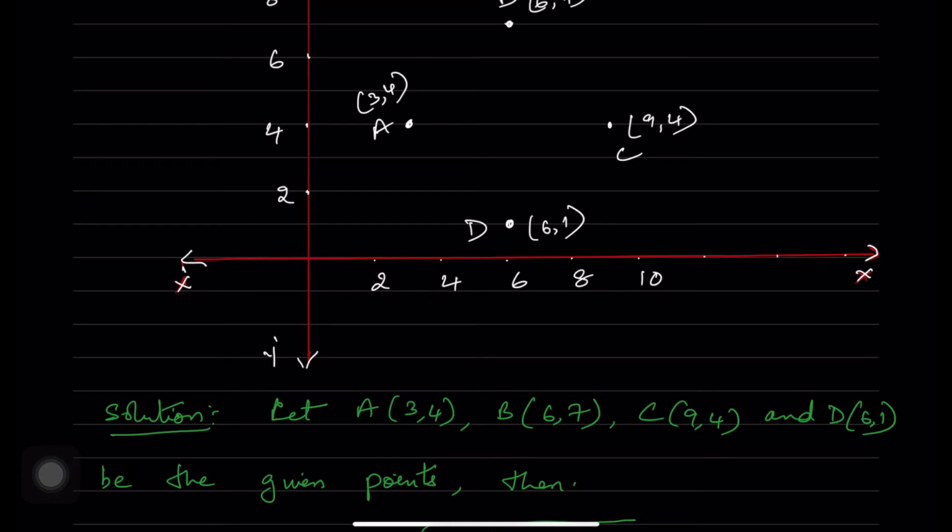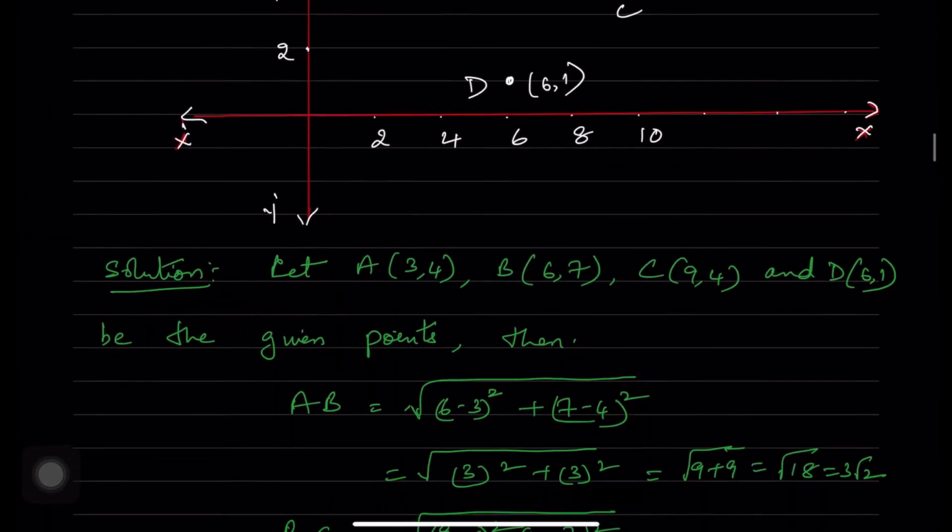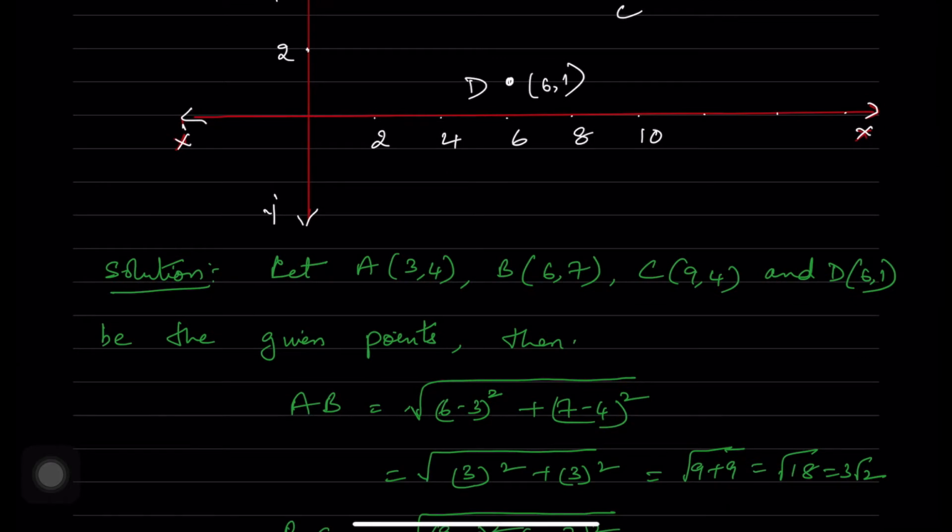Then we can say that it is a square. If all the 4 sides are equal but the diagonals are not equal, then we cannot tell that it is a square. So let A be (3, 4), B (6, 7), C (9, 4) and D (6, 1) be the given points.